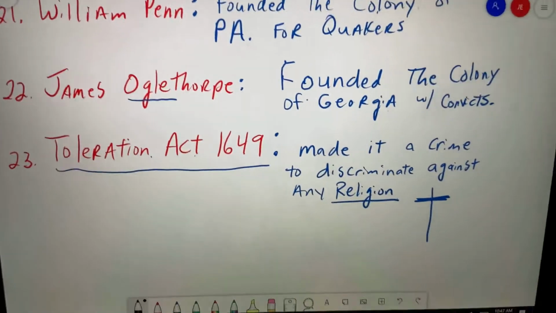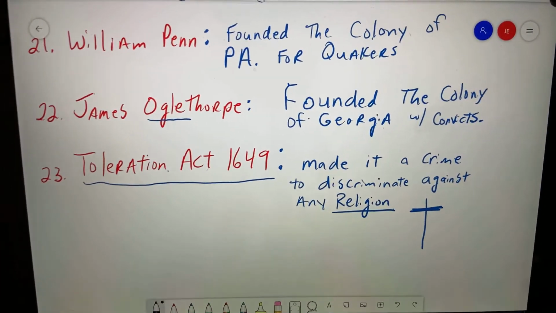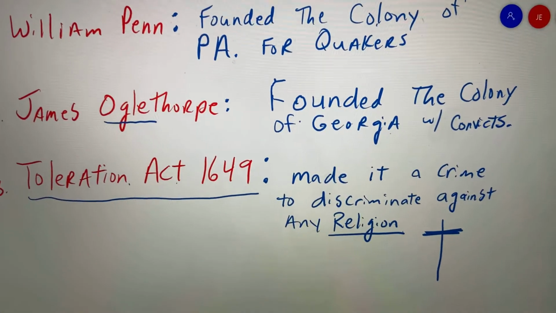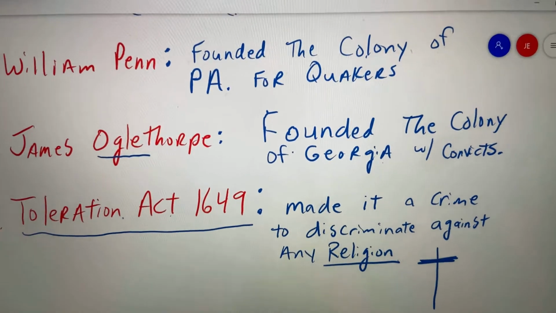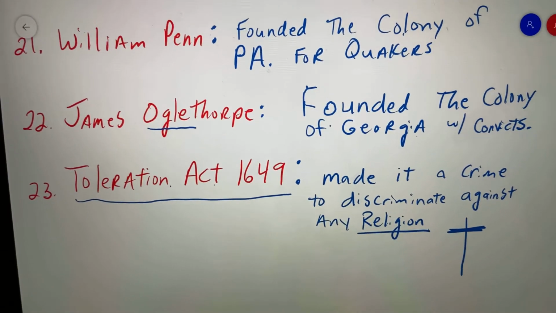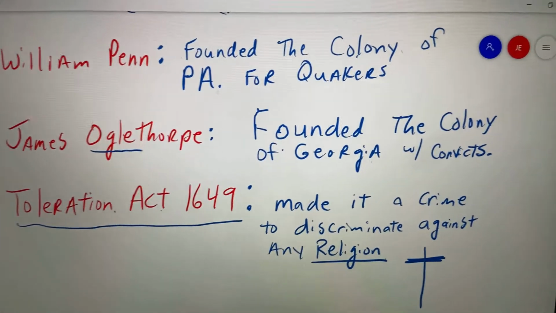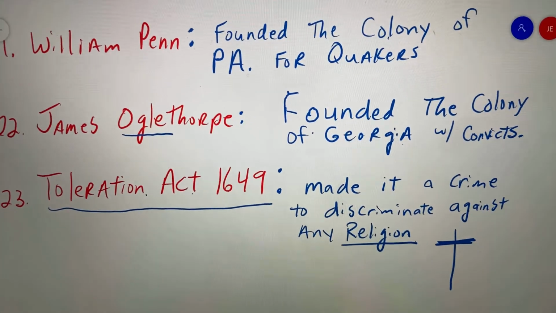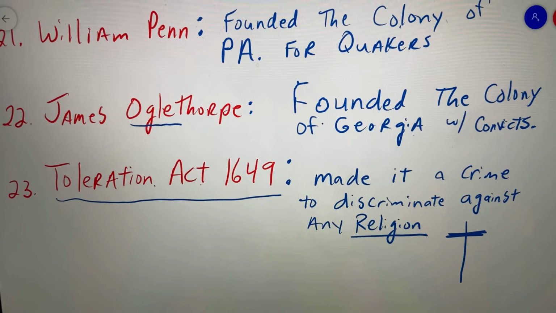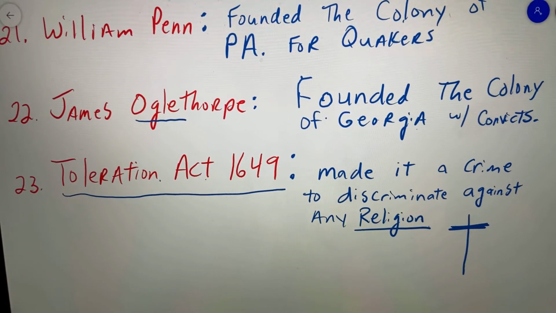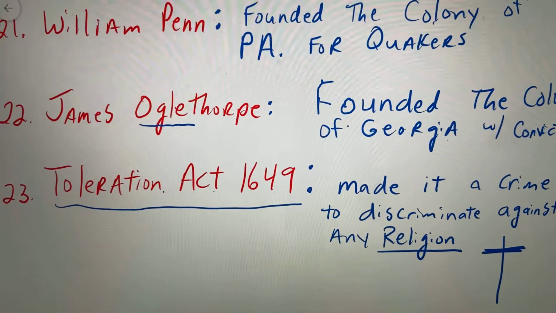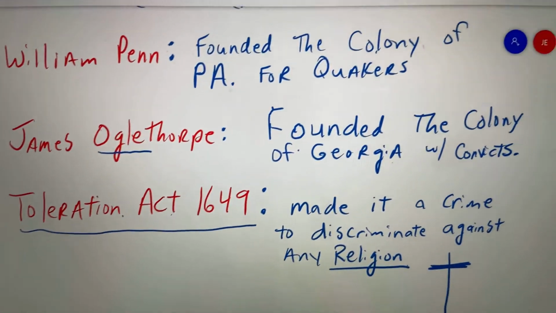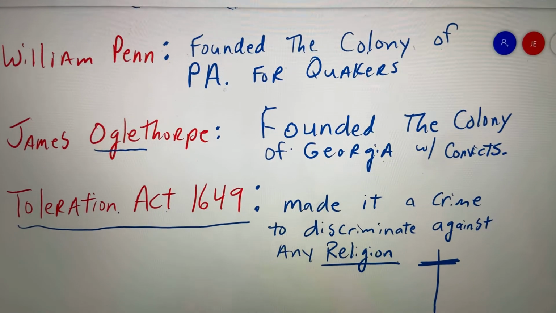So let's go take down our last vocabulary word. We started out this little lesson talking about tolerance, what you can tolerate. The Toleration Act of 1649. This was passed in the colony of Maryland, and it made it a crime to discriminate against any religion. Now think about what Maryland did. It first opened to Catholics only, but then opened to tolerate any religion. So the Toleration Act of 1649 made it a crime to discriminate against any religion.